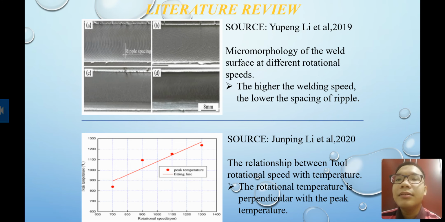This is the literature review that I searched. For the first figure, we can see the micromorphology of the weld surface at different rotational speeds. This shows that the higher the welding speed, the lower the spacing of the ripple. For the second diagram, this is the graph showing the relationship between rotational speed and temperature. The result is that rotational speed is proportional to the peak temperature.